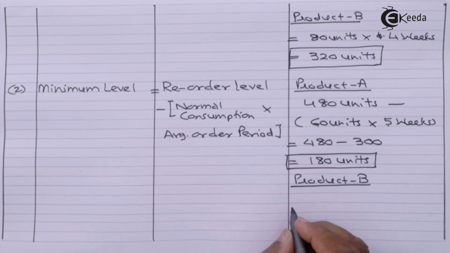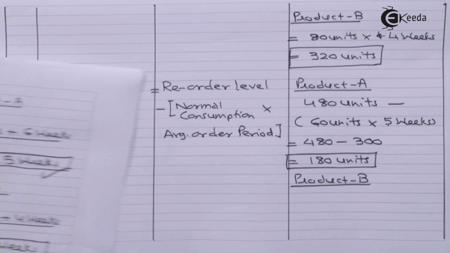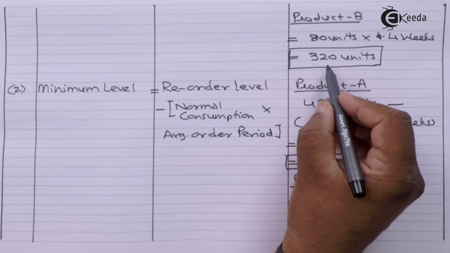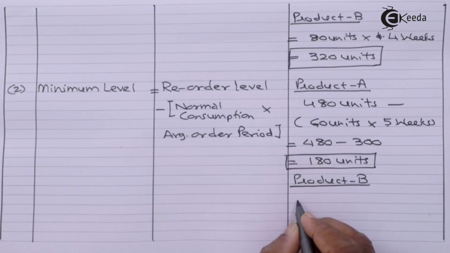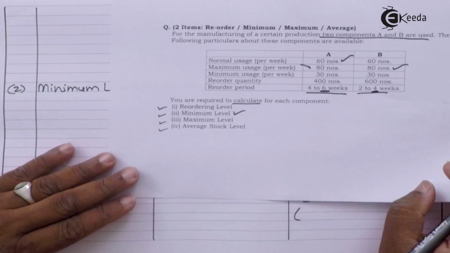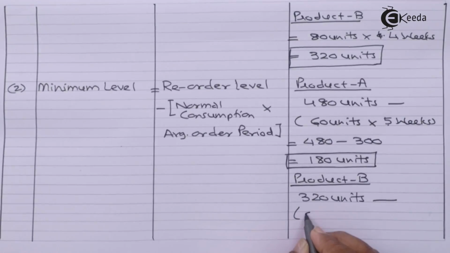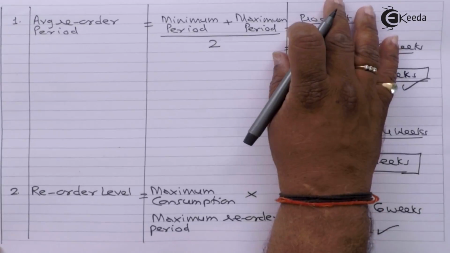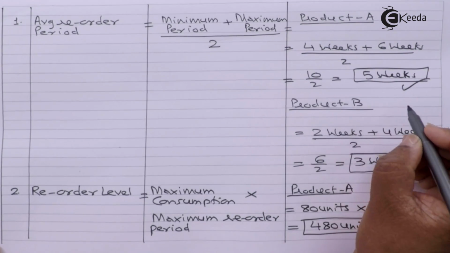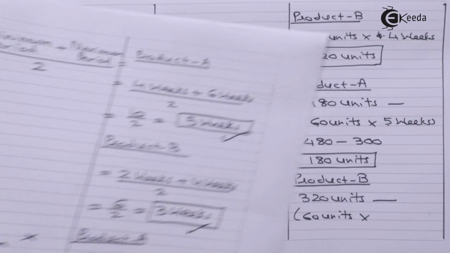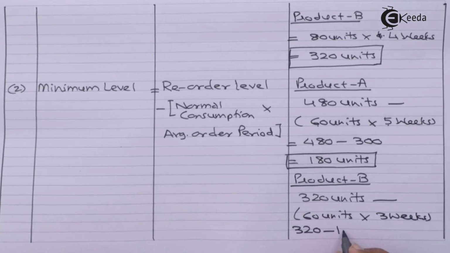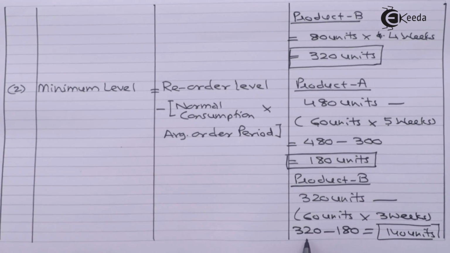Now product B. In case of product B, reorder level is 320 units. Normal consumption is 60 units. Average reorder period in case of product B is 3 weeks. So 320 minus 180, that is 140 units.